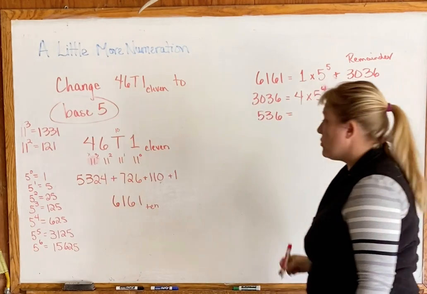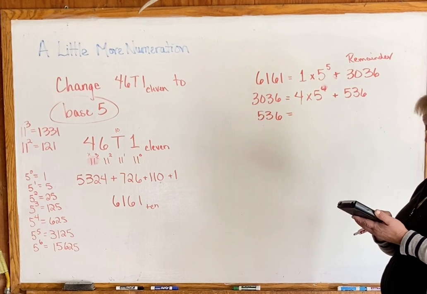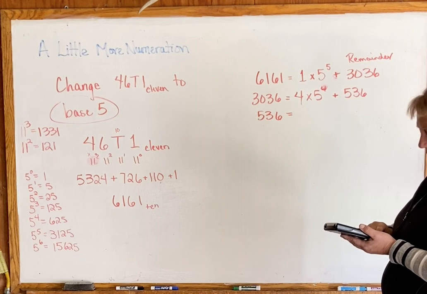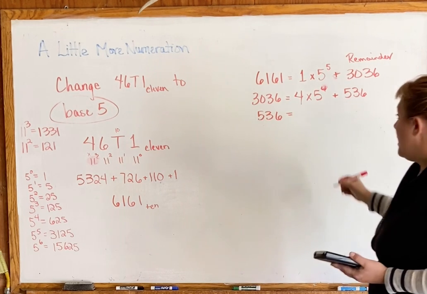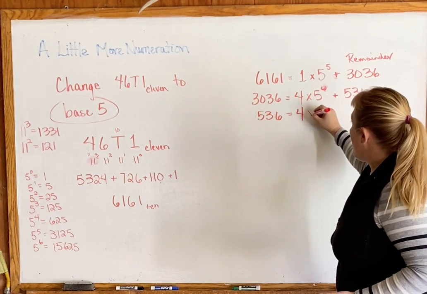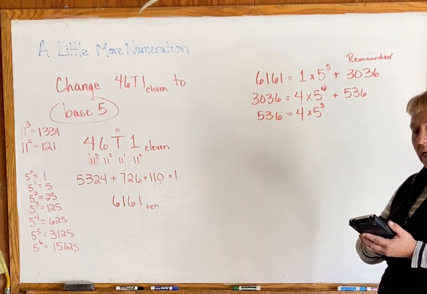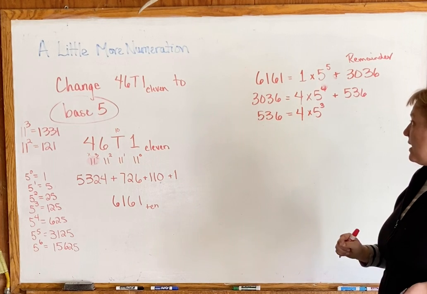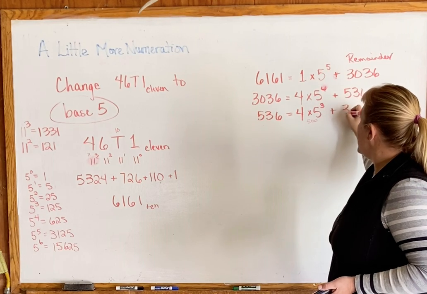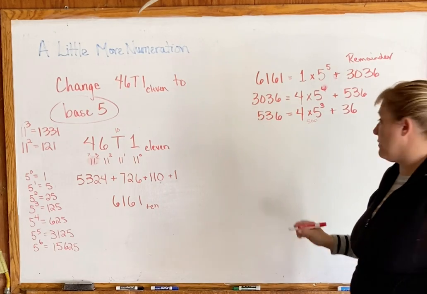Are there some 125s in 536? There most certainly are. I don't know how many, so I'm going to divide again. 536 divided by 125 gives me 4 of those, and then some remainder. So there are 4 125s. So 4 times 125 is 500. Okay, so that little bit equals 500, which means the remainder here is 36, right? If that's 500, there's 36 left over.